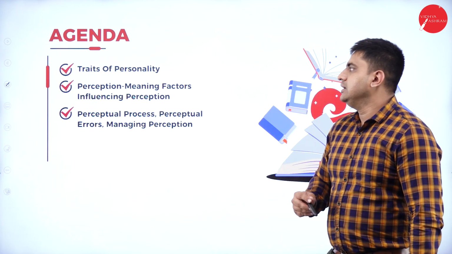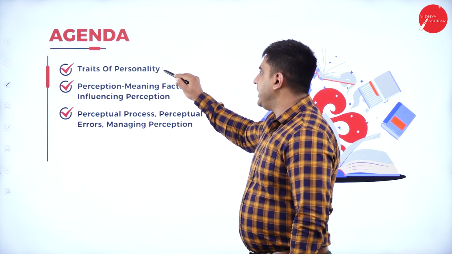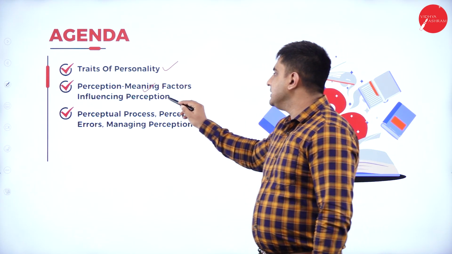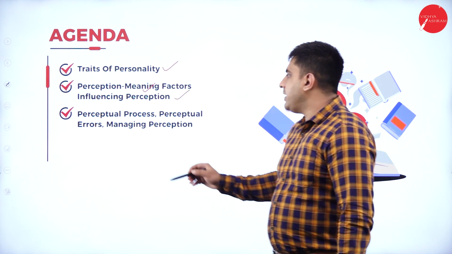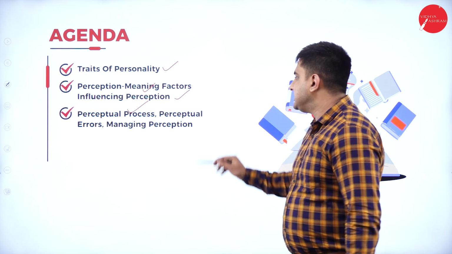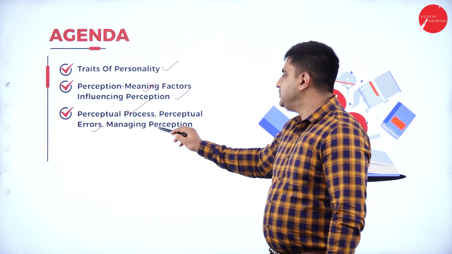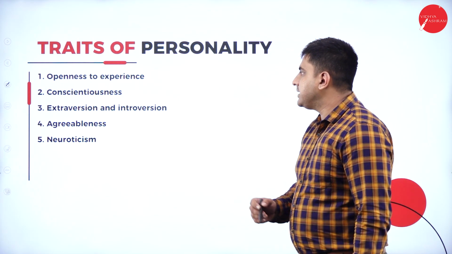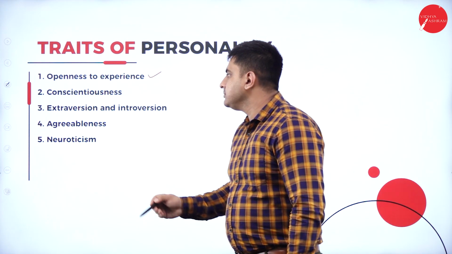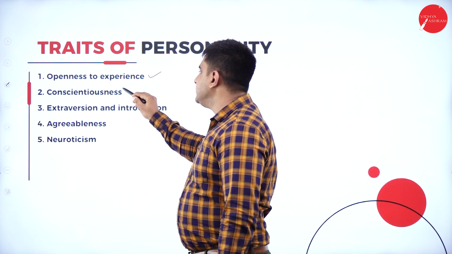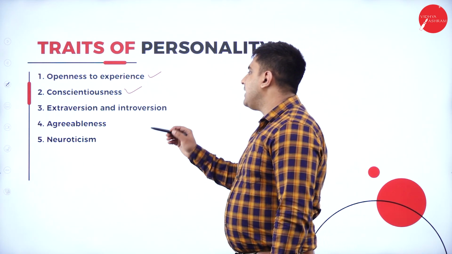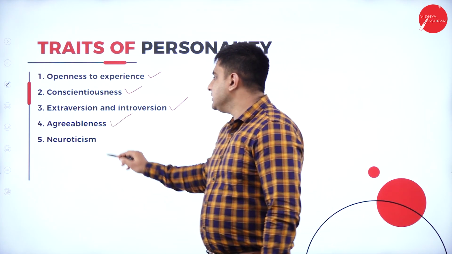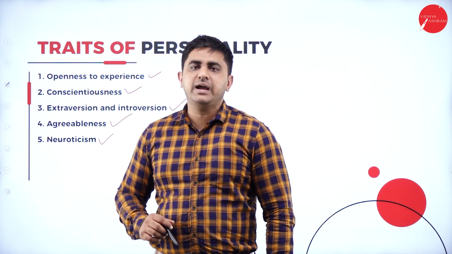So in today's session, we are going to be dealing with traits of personality, perception, meaning, factors influencing perception, what is perceptual process, perceptual errors, and how you manage perception. So we will start with traits of personality. The first trait is openness to experience. Second one is conscientiousness. The third one is extraversion and introversion, agreeableness, and neuroticism. So we will deal with these traits one by one.